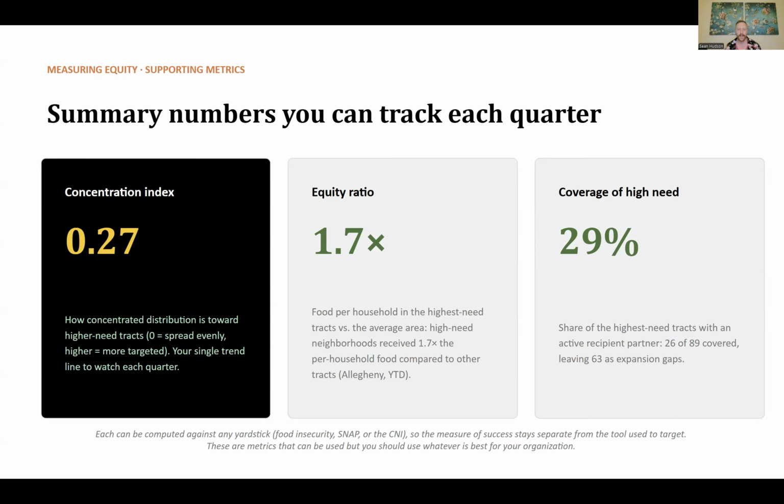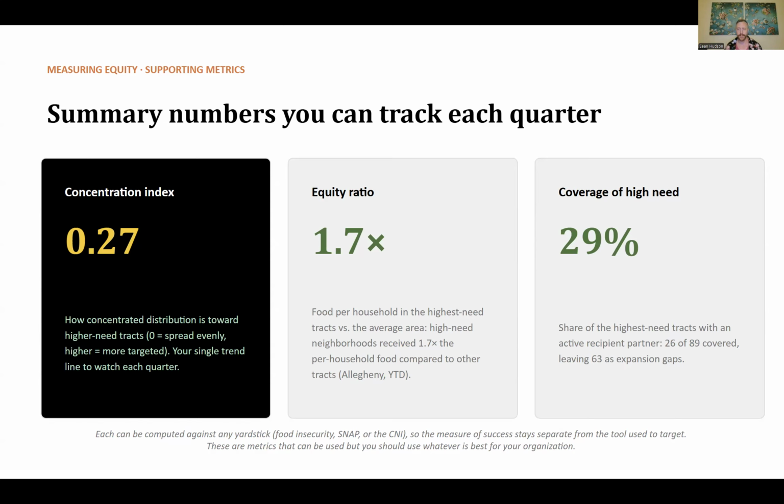We also looked at equity ratio. These are real numbers, by the way. So that is food per household in the highest need tracts versus the average area. So in this case, it's very close to double, 1.7 times in the highest need areas relative to average, which is great. That is a good equity ratio. That means that food tends to be concentrating in higher need areas. There is some chicken and egg to this. Places that receive food, unsurprisingly, are in places that might have higher need.